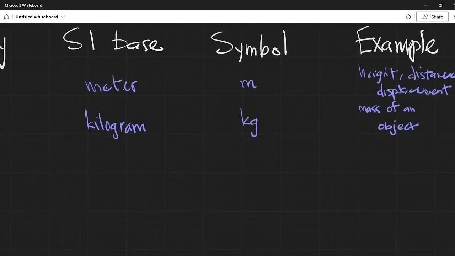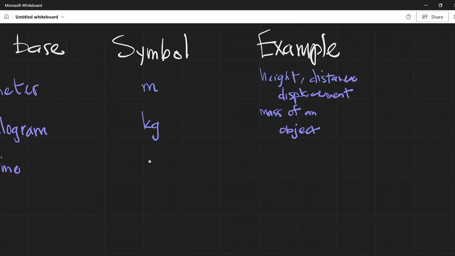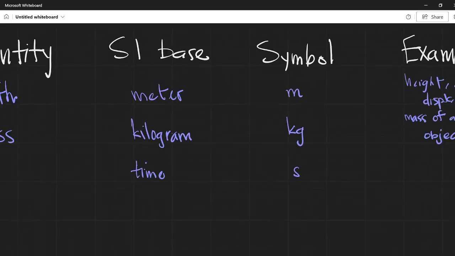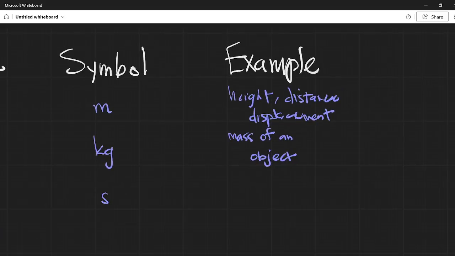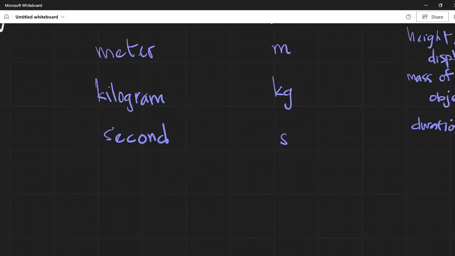The next one we should all be very familiar with, time. We use seconds. So we'll use the second as our unit for time with the symbol s. And this is just used to measure the duration of some process. Could be used to measure the duration of some object being displaced through some amount of time, right?